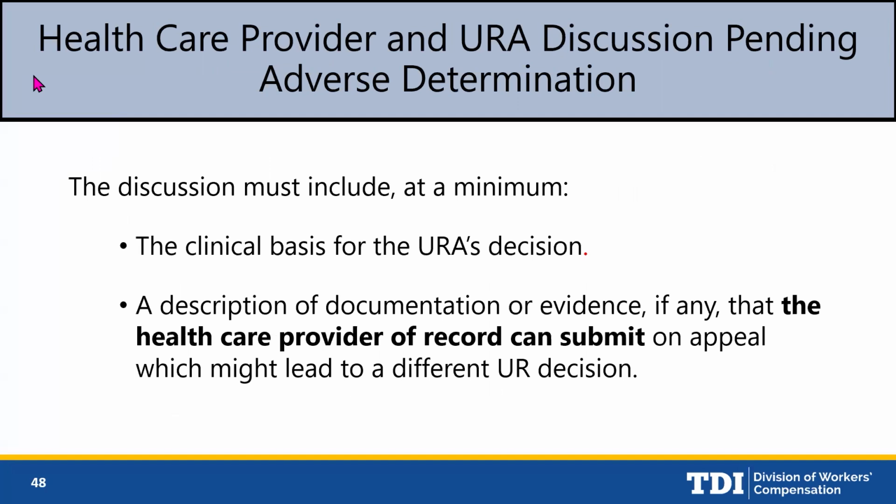The discussion must include, at minimum, the clinical basis for the URA's position and a description of the documentation or evidence that the healthcare provider can submit to change their mind. Maybe they're missing that MRI report or something. So during that conversation, we want it to be meaningful. They have to tell you the information they've used to make a medical necessity decision that's a denial. Tell you what they need if you can submit something that changes their outcome. So that's during the conversation.